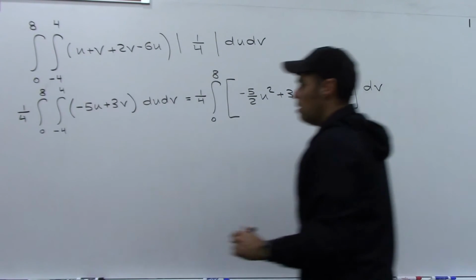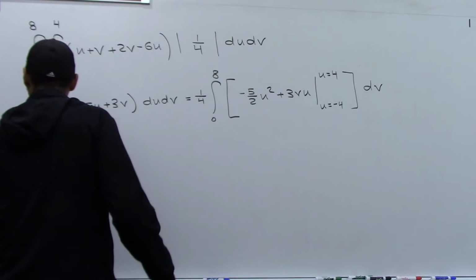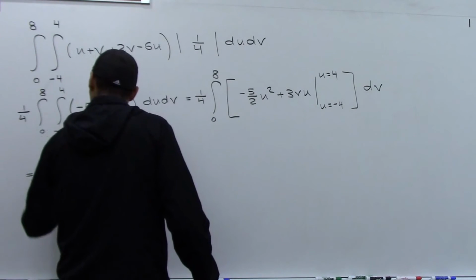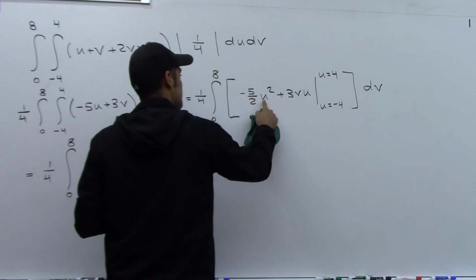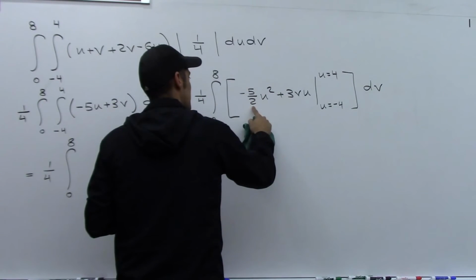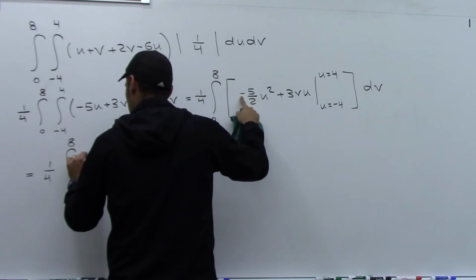All right, so if we plug in 4 for u, we get 16 here. Divided by 2 is 8. 8 times -5, you get -40.